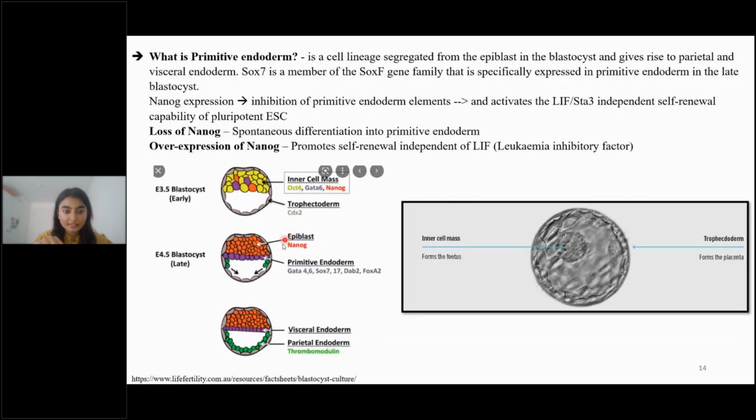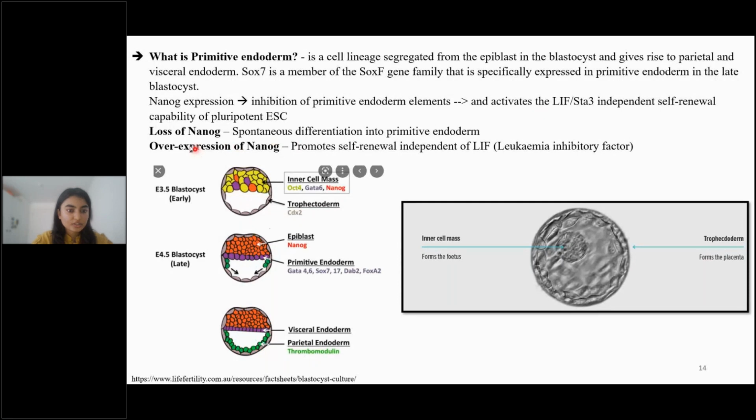If GATA4, SOX2, and DAB are all expressed, then the cells know they have to become primitive endoderm. And then similarly for the other. So NANOG expression, if it's expressed, inhibits the primitive endoderm element. So if NANOG is present, then it will not form the primitive endoderm. It's going to form the epiblast, and it activates the LIF-STAT pathway. I'll explain in the further slides.